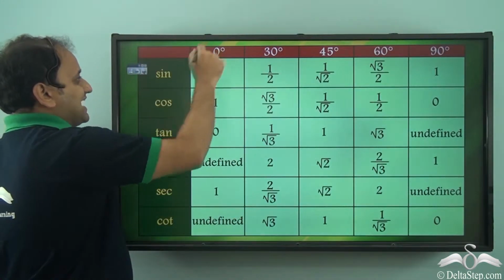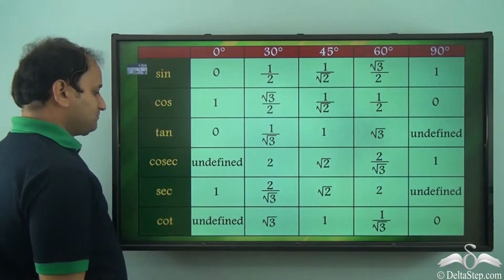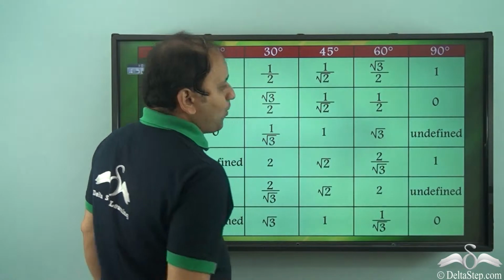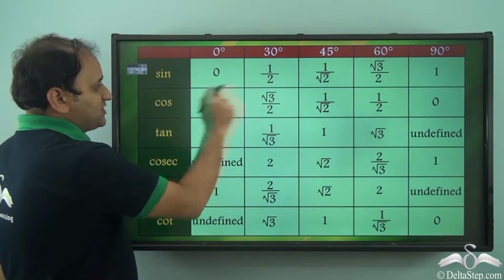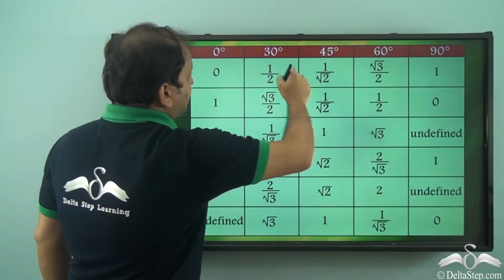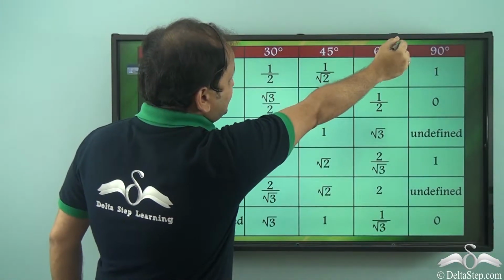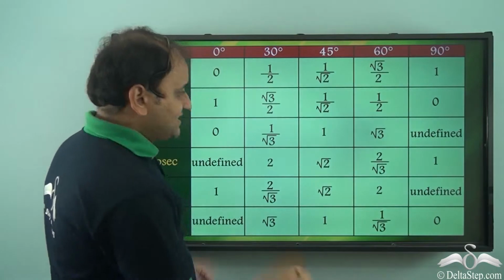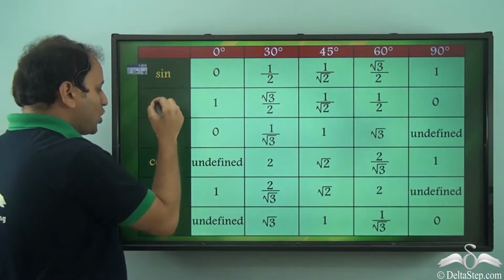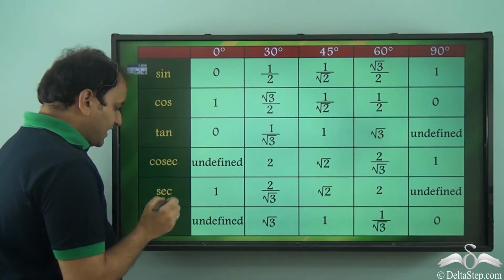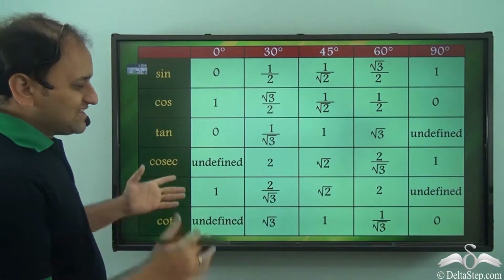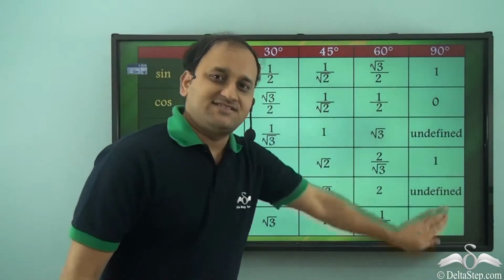For example, sine 0 degrees is 0 and tan 45 degrees is 1. Similarly, you can get values for all these degrees: 0 degree, 30 degrees, 45 degrees, 60 degrees and 90 degrees. And on this side we have sine, cos, tan, cosec, sec and cot. Now the best way is to memorize this table.